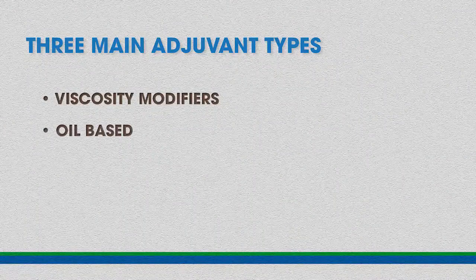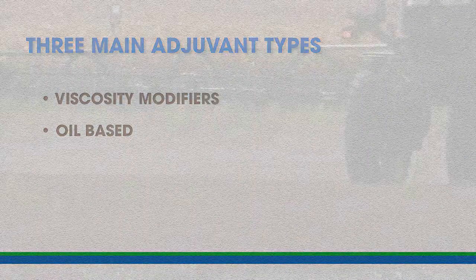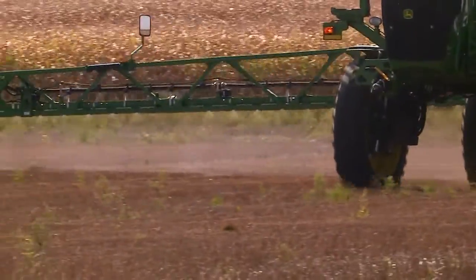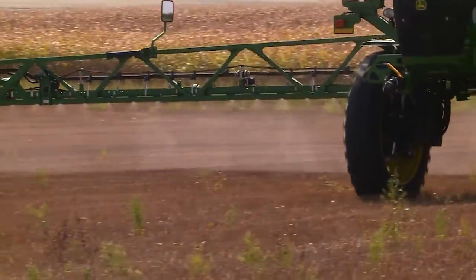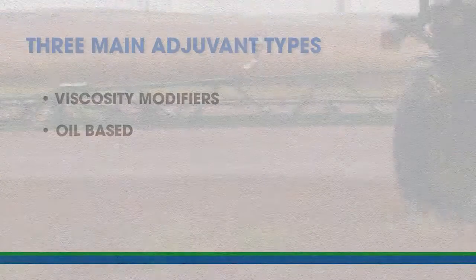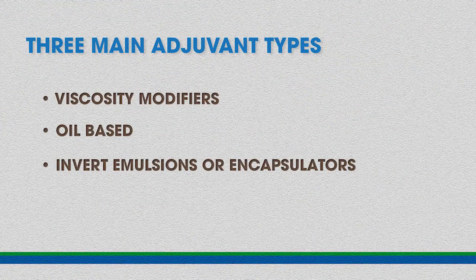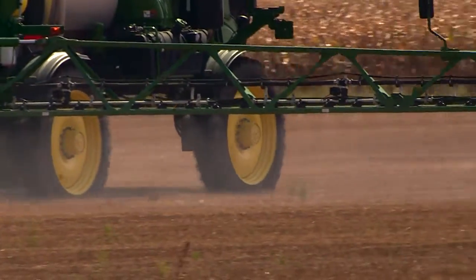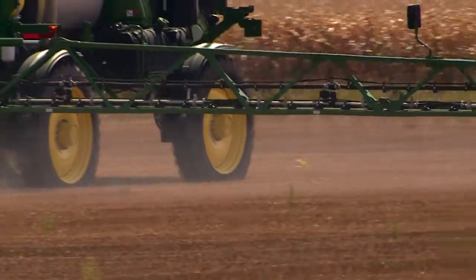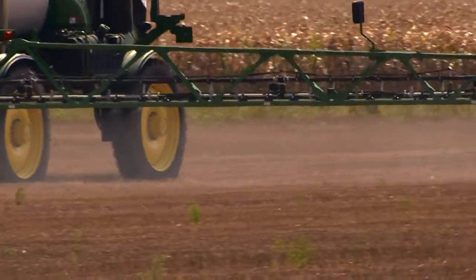Another type of drift reduction adjuvant is oil-based. These also work to try to reduce the small spray droplets created during the atomization process, but they don't affect the viscosity as much. And the third type is invert emulsions or encapsulators. They work to create an encapsulation process that also helps to make more of the spray droplet spectra all relatively the same size.